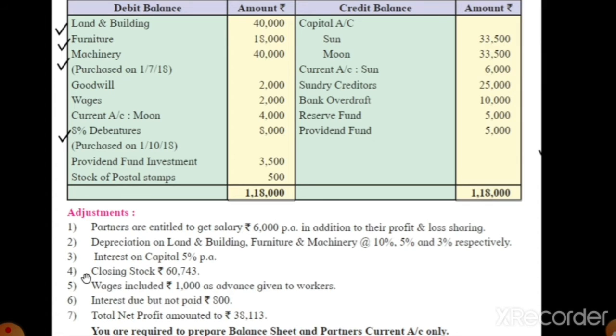Okay, now the next adjustment, fourth, that is closing stock rupees 60,743. We know both the effects of this: first effect, trading account credit side, and second effect, we record it on the asset side. Next, fifth adjustment, wages included rupees 1,000 as advance given to the workers.